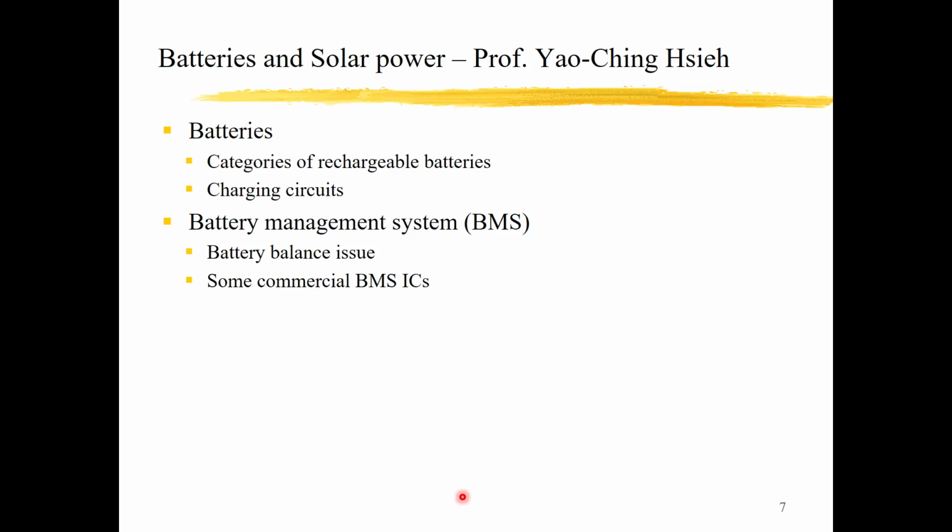Then is some introduction about the topics we covered. I'm sorry, I forgot to modify it. It is by me, it is only batteries. And for the batteries, we will talk about the categories of the different rechargeable batteries, and then cover a little understanding of the charging circuits.